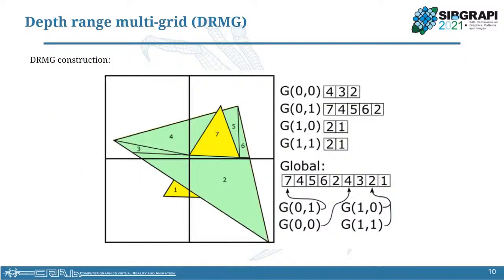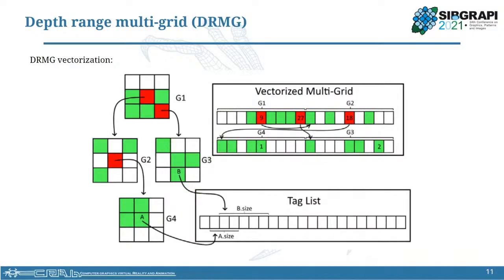Then, the local tag lists are merged to reduce memory consumption. This is done by ordering the cells by tag list size. Then, they are inserted into the global list. In the global list, each cell keeps a pointer to the start position and size of its list. The DRMG is then vectorized to increase compatibility and performance in GPUs.